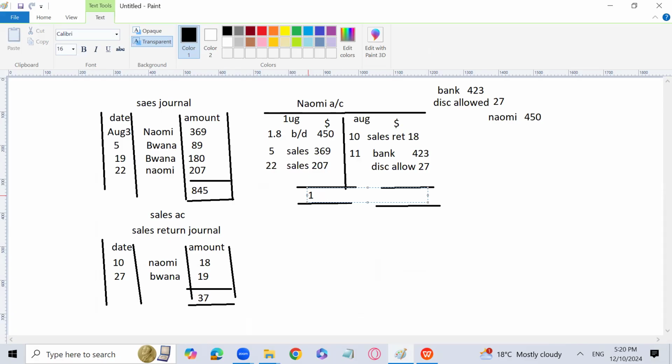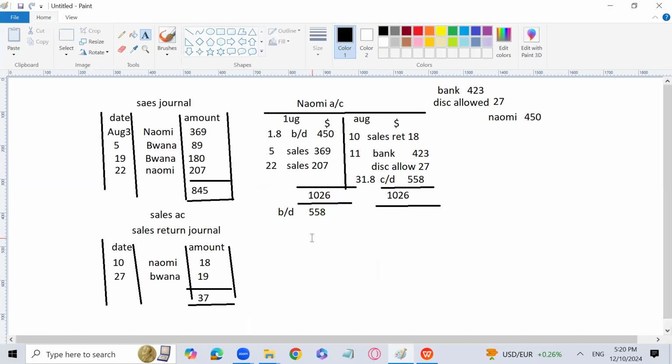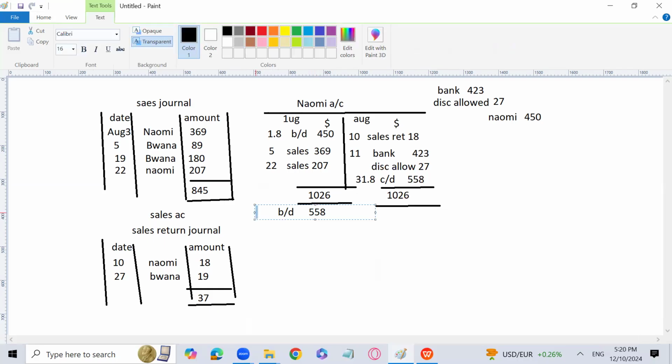I will write the total of the debit side on both sides. 1026. I will write the total of the heavier side on both sides, and then it comes over here on 31 August, balance carried down. What is this? 558. This 558 carried down will become the brought down of the next month with an amount of 558 brought down, which is again an asset. It's a trade receivable. It shows that at the start of the month, we are supposed to take 450 from Naomi, and again, at the start of September, we have to take 558 from Naomi, which is yet to be received.